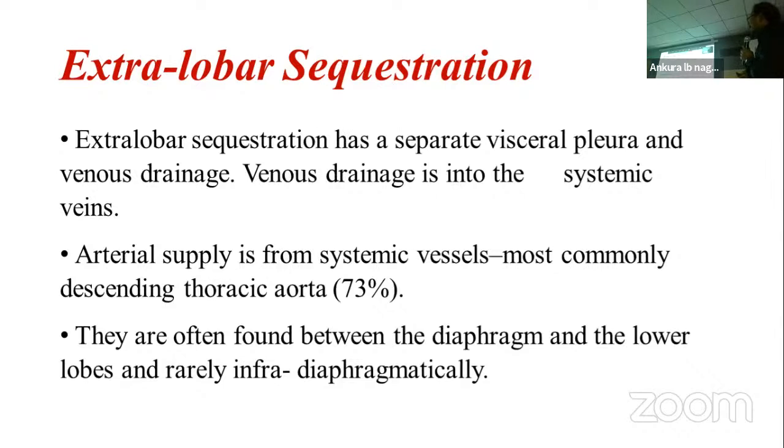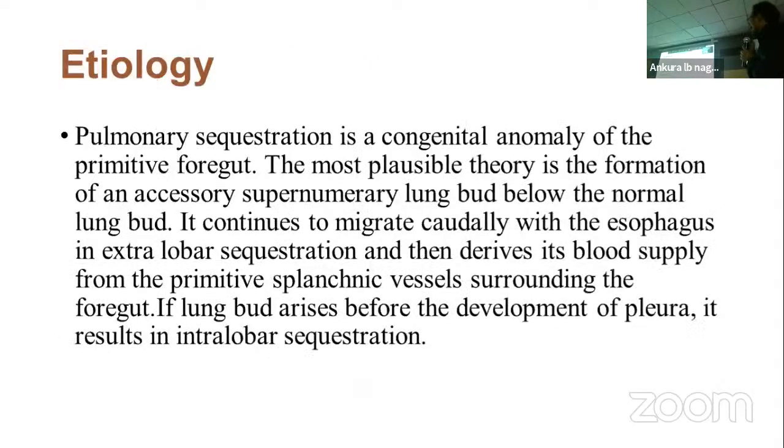Extralobar sequestration has a separate visceral pleura, and its venous drainage is into the systemic veins. Its arterial supply is most commonly from the descending aorta, 73%, and they are often found between the diaphragm and the lower lobes of the lung, and rarely infradiaphragmatic. Coming to the etiology, sequestration is a congenital anomaly of the primitive gut.